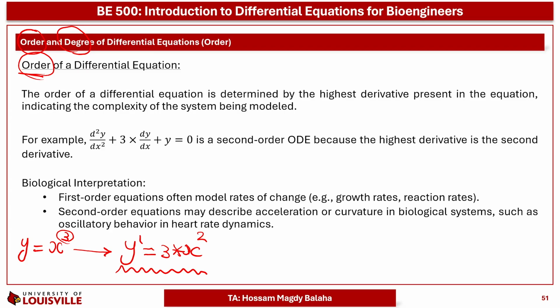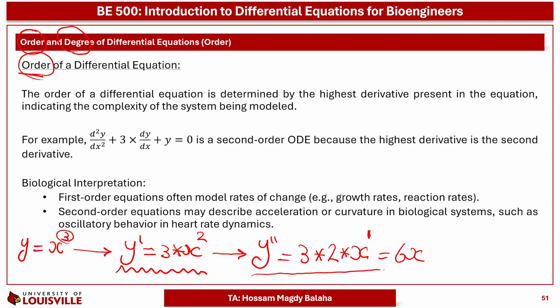If I ask you again to take a second derivative, then y double dash will equal a constant multiplied by something raised to a power. So take the power multiplied by x to the n minus 1, which will be 1, so it will be 6x. In this case, it is the second derivative, or a derivative of order 2. If I ask you again to take a derivative, y triple dash will equal 6. So in this case, it is a derivative of order 3.